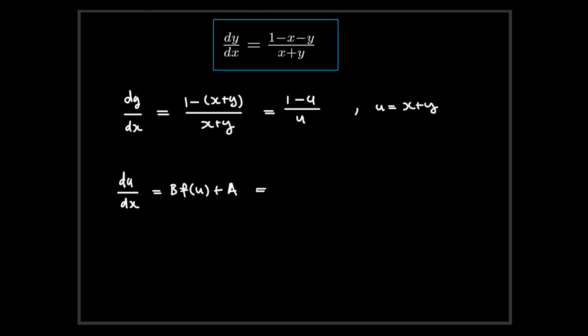In this case, the b is 1 and the a is 1, so this is just going to be f of u. And what is f of u? It's just this expression, right? So this here, let me just isolate it quickly, is our f of u. So we'll have b times f of u, which is 1 minus u all over u, and then plus a, which is also 1. And then this is just equal to 1 over u. Okay, nice.